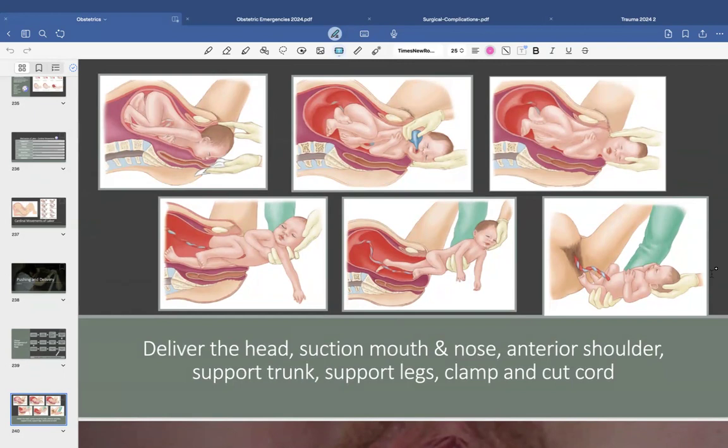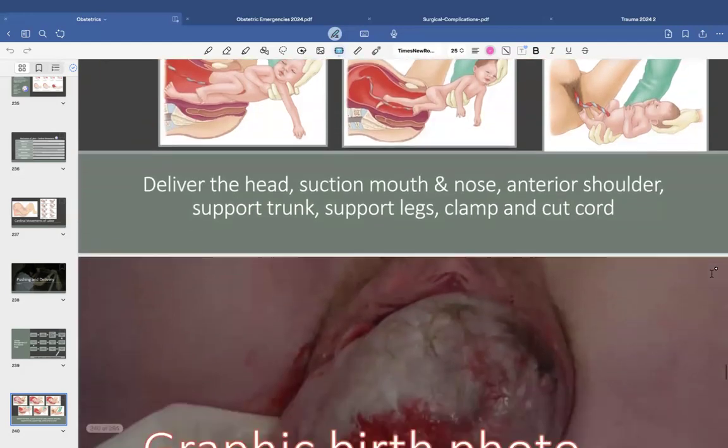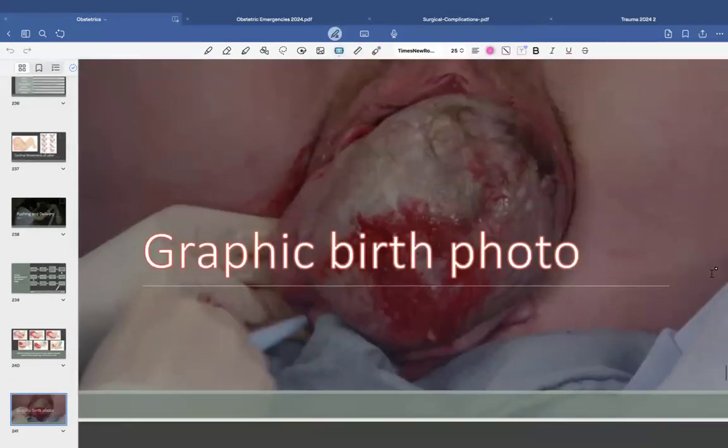When the baby's head is out, you're going to begin to suction out the nose and the mouth. Then you're going to deliver the anterior shoulder, support the trunk, support the legs. You're pulling that baby out. Like I said, after you get the shoulders out, it's out there. You're going to clamp and cut the cord at that point. This is a graphic birth picture. That's the baby's head. You can see them being suctioned before they're out.